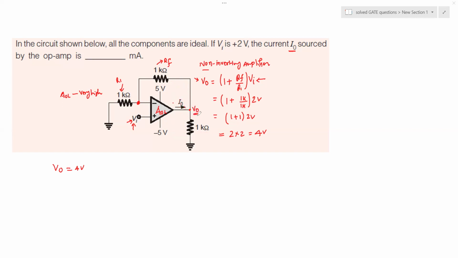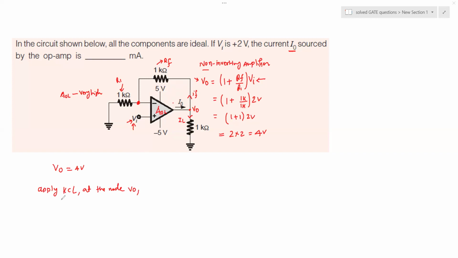So at node VO, we would apply KCL, that is Kirchhoff's current law, at the output node, that is VO. We see that there is this current, let's call it IL, and then there is this current, let's call it IF, because it is flowing in the feedback path.